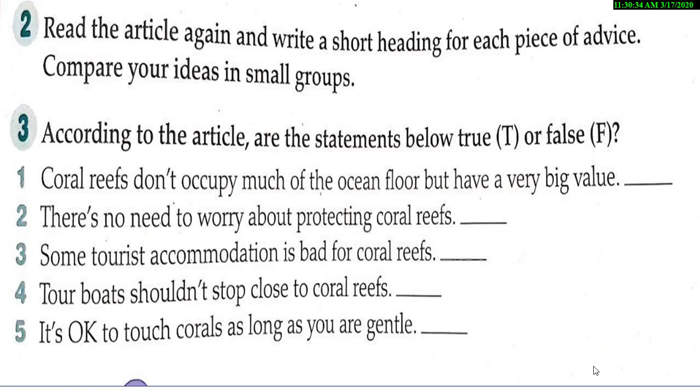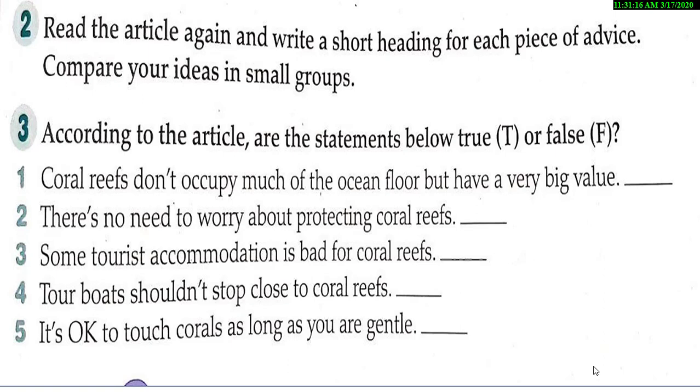One, coral reefs don't occupy much of the ocean floor, but they have a very big value. Two, there is no need to worry about protecting coral reefs. Three, some tourist accommodation is bad for coral reefs. Four, tour boats shouldn't stop close to coral reefs. Five, it's okay to touch coral reefs as long as you are gentle. What do you think?